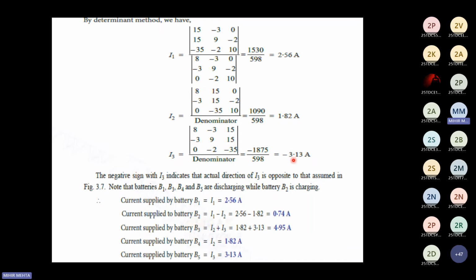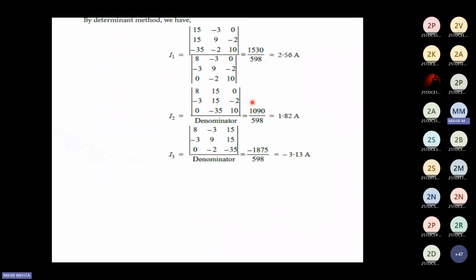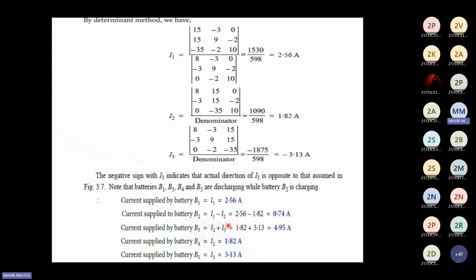So this negative sign indicates that the direction of the current is opposite to your mesh current that you have assumed. So here, if we look at the diagram, we have assumed my I3 in clockwise direction, and the answer is coming as minus 3.13. So that means the value is 3.13, but the direction is opposite. So it is flowing in anti-clockwise direction. So that means the current through B3 would be I2 plus I3 and not I2 minus I3. Okay. So here this would be I2 plus I3.